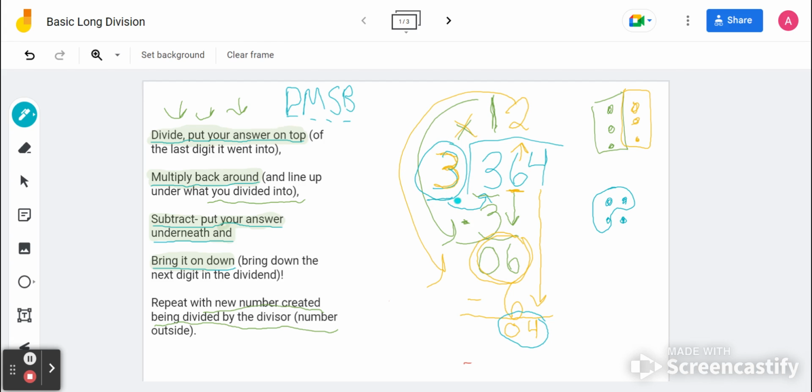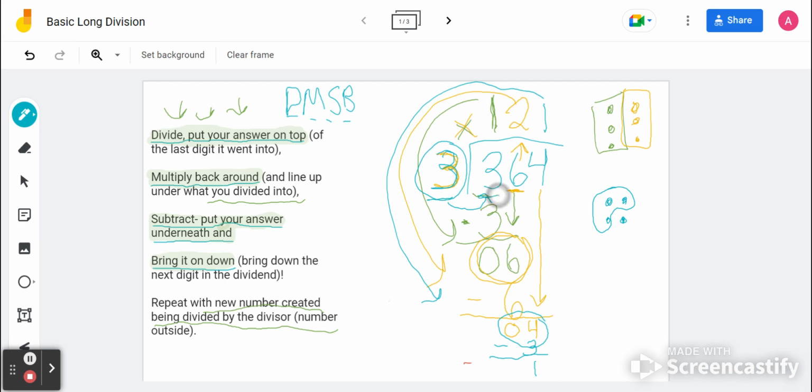So how many 3s are in 4? 4 divided by 3 is 1. Put your answer on top and multiply back around. 1 times 3 is 3. Make sure we're lining up properly. Subtract, put your answer underneath and bring it on down. 4 minus 3 is 1, and I have nothing else to bring down. So that is what is remaining, okay?